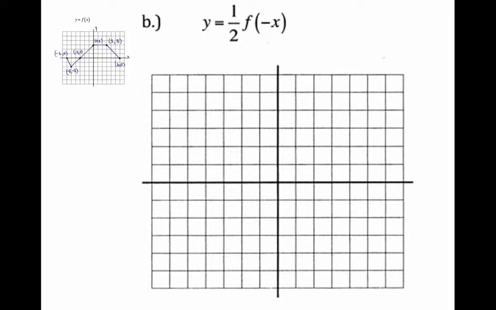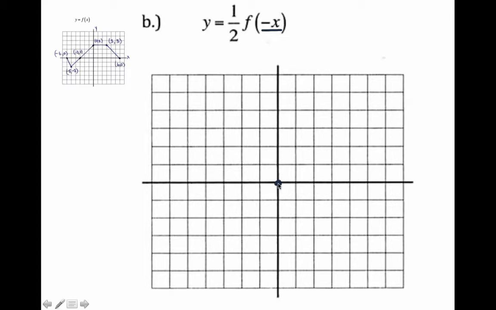For the next function, we've got two things going on. Next transformation. We've got a 1/2 value, which will shrink all the y values by a factor of 2. They'll be multiplied by half. So all those y values will be multiplied by half. But we also have this negative inside here, which is going to flip the graph. So luckily 0, 0 stays the same.